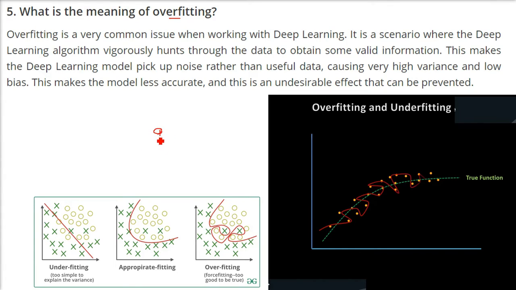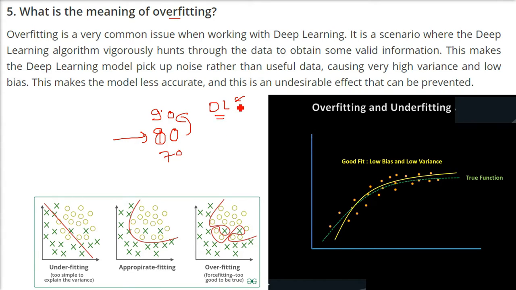For example, you thought you would get 80 in the exam. You predicted it and you got 90. So you overfitted, and if you got 70, that is underfitted. So now the deep learning model, because it is vigorously hunting, is picking up the noise rather than the useful data, causing very high variance, because if you are taking noise and the actual data, there will be high variance between these two and the bias will be less.